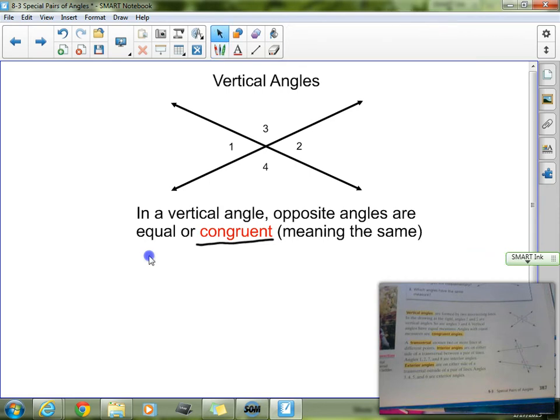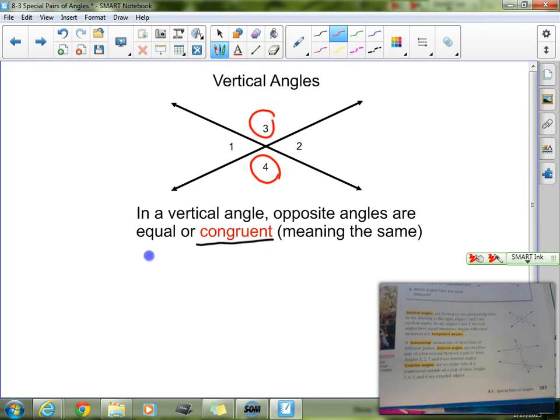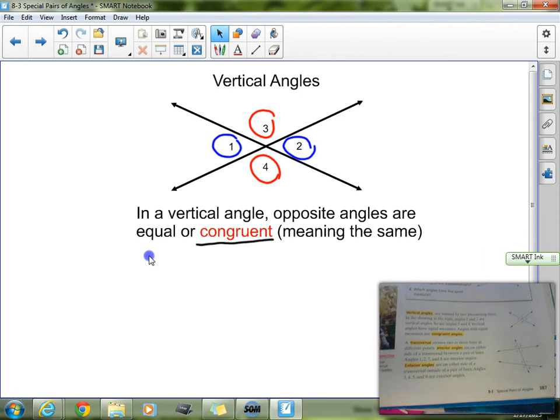So on this vertical angle, I see this angle and this angle are opposites. That means in this vertical angle they are congruent, meaning they are the same. Same idea with this right here. I see 2 and I see 1. So both 2 and 1 are going to be congruent or the same.